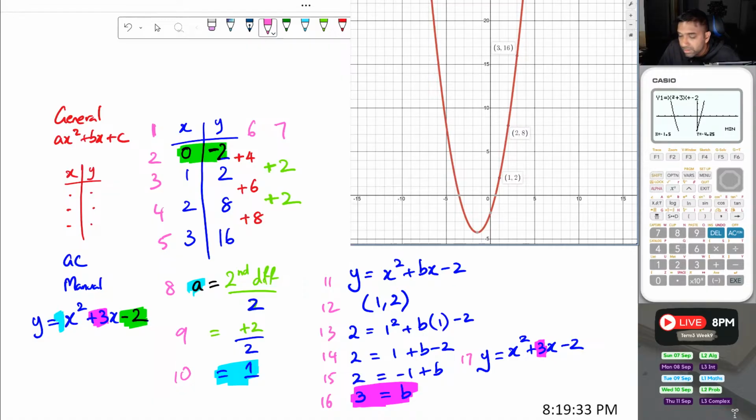Tiddles, 1, 2. How did I get the 1, 2? I got the 1, 2 from the graph. Because if you look at it, one of the points that we actually have is 1, 2 right there on the graph. So that's the point that I used from the graph. If there's any other questions, let me know.